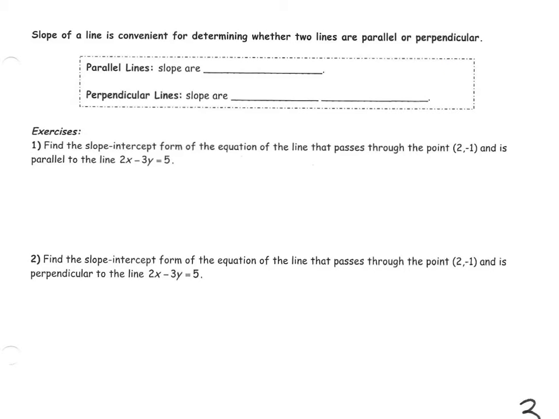Okay. So now if we're talking about parallel and perpendicular lines: for parallel lines, we know that the slopes are going to be the same. For perpendicular lines, we're going to have negative reciprocals of each other. Now, some of you may have heard the word opposite reciprocals. It's the same thing.